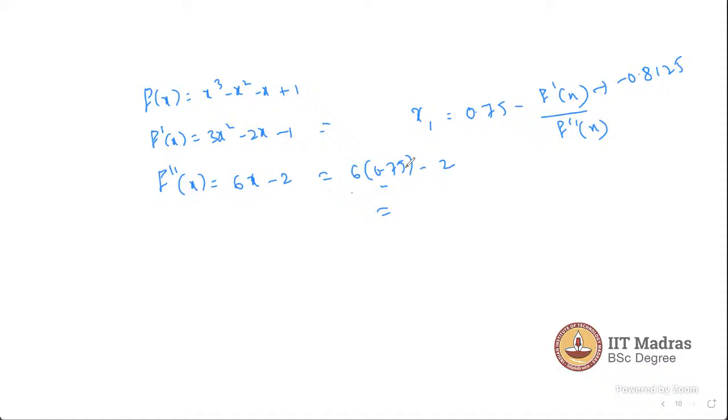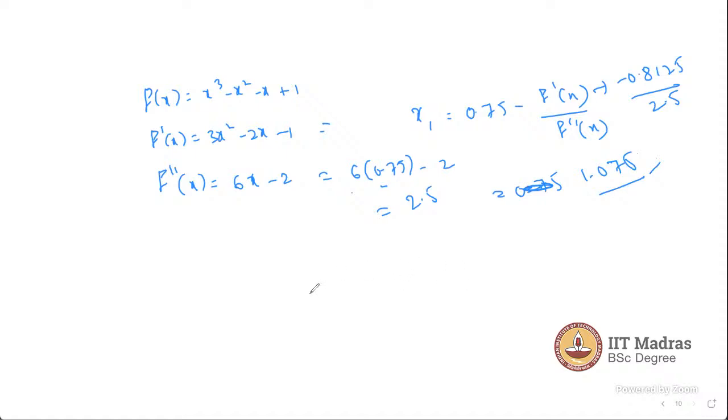Yeah, 4.5 minus 2. Correct. So this will be 2.5, right? So x1 equals 0.75 minus, minus 0.8125 divided by 2.5, plus 0.75. So 1.075. So in total it's going to be 1.075. This is the value of x1.